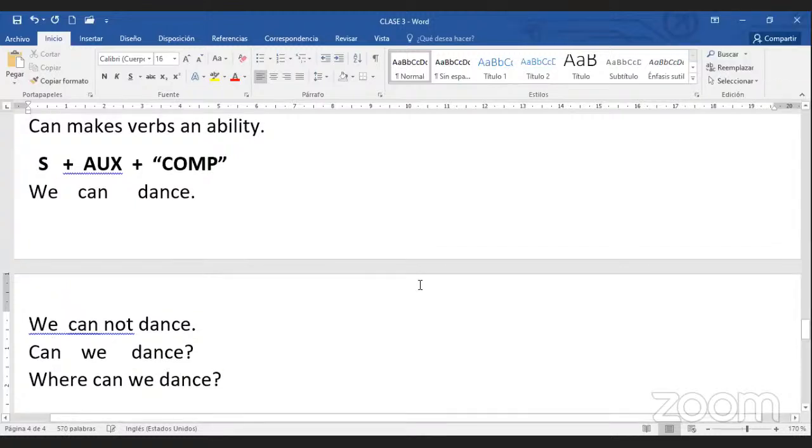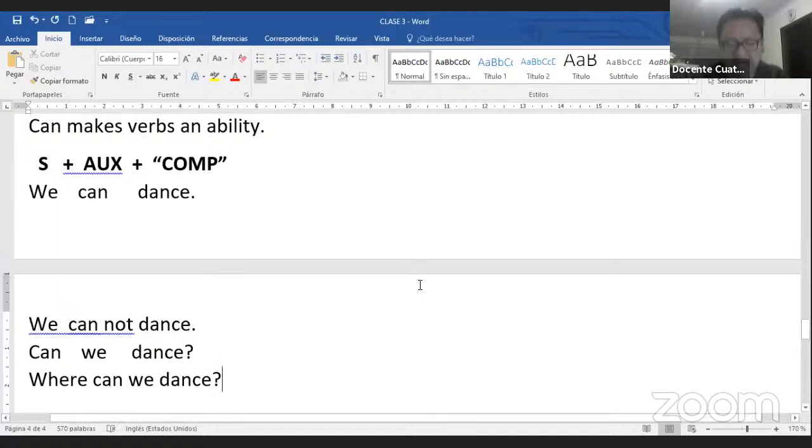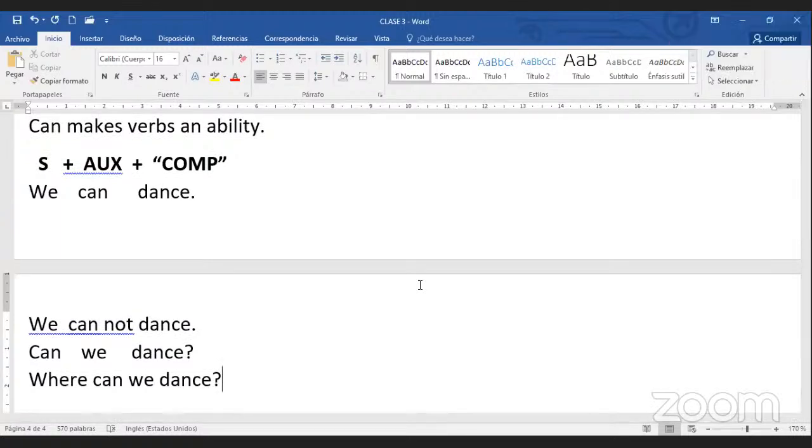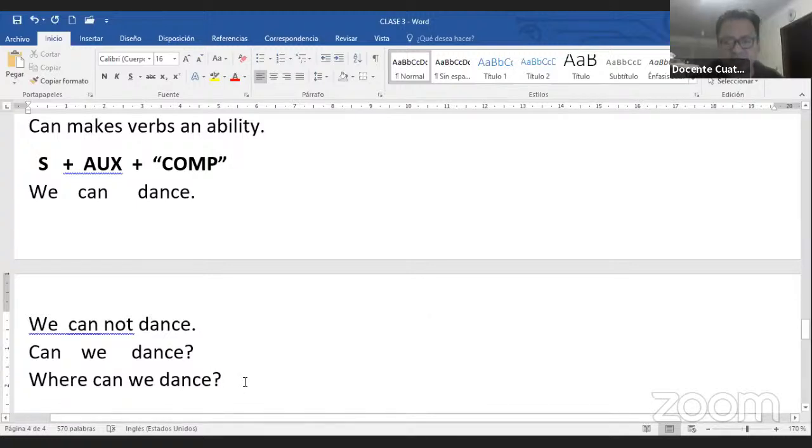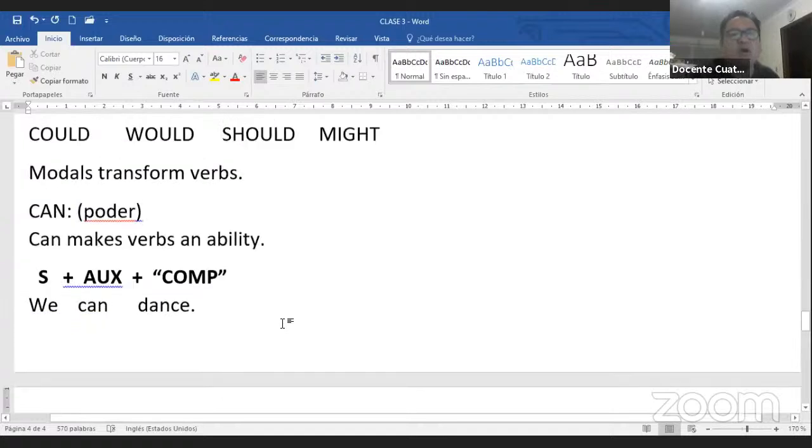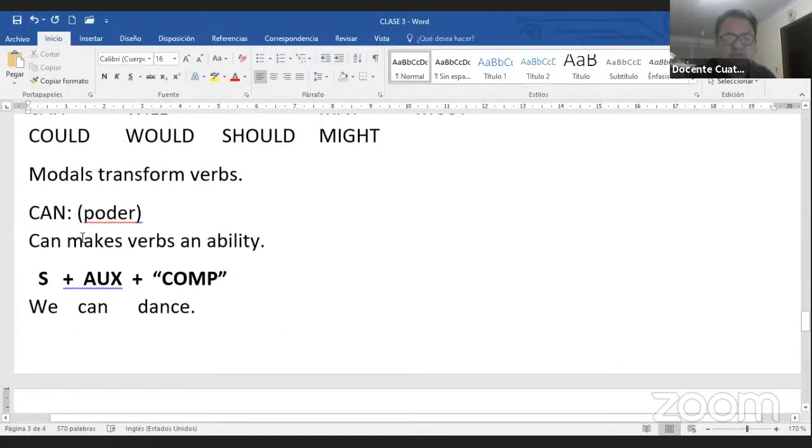Don't worry if it's slow. No te preocupes si sale lento, pero que salga bien. Very good. Exactly. That's the idea with can. We can dance. We cannot dance. Can we dance? Where can we dance? And that's the idea with all the modals. You just have to understand the function. In this case, can makes verbs an ability. What happens with the rest? Let's talk about them.